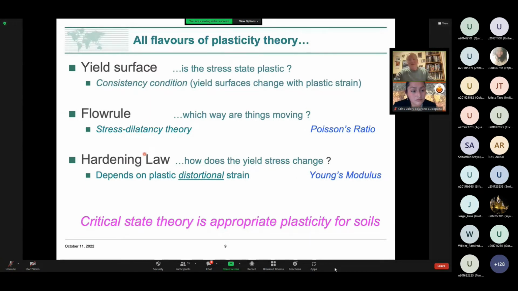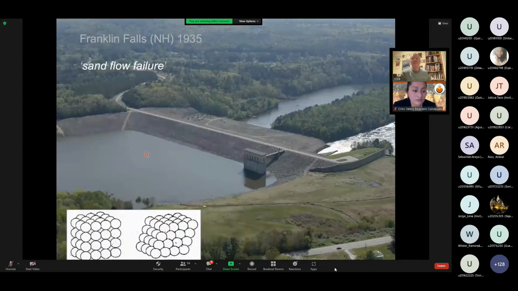Critical state theory is an appropriate form of plasticity for soil, for reasons I'm going to show you. Now, where did critical state theory come from? You've mentioned my book in the introduction. Well, critical state theory is a lot older than me. It all started more than 100 years ago. Engineers in North America were using hydraulic fill construction when the cities expanded in the late 1800s. It was cheap, but they rapidly learned that a lot of these dams were falling down. In those days, it was called sand flow failure.